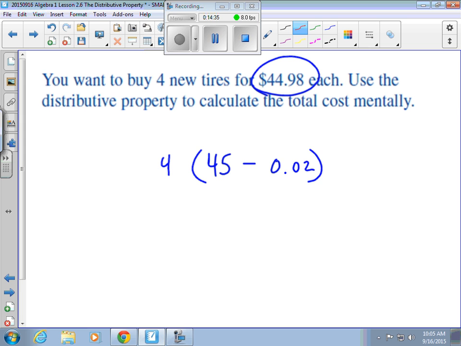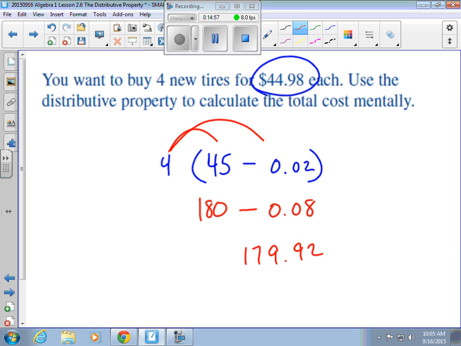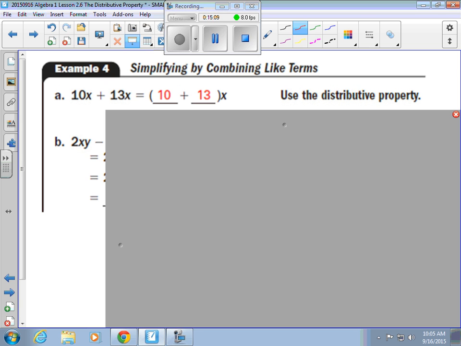So if you distribute that, 4 times 45, well, you know 2 times 45 is 90, and 90 and 90 is $180. And then 4 times a negative 2 cents is going to be negative 8 cents. So 180 minus 8 cents is going to be $179.92. That's 4 tires at $44.98 each. That's what it means by calculated mentally. Round it to an easy number and then either add or subtract from it.